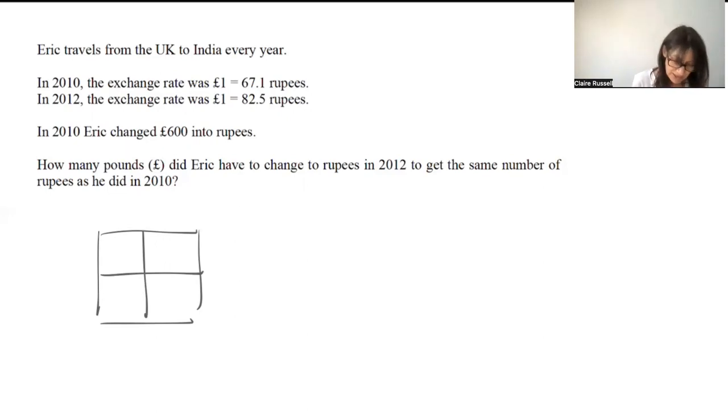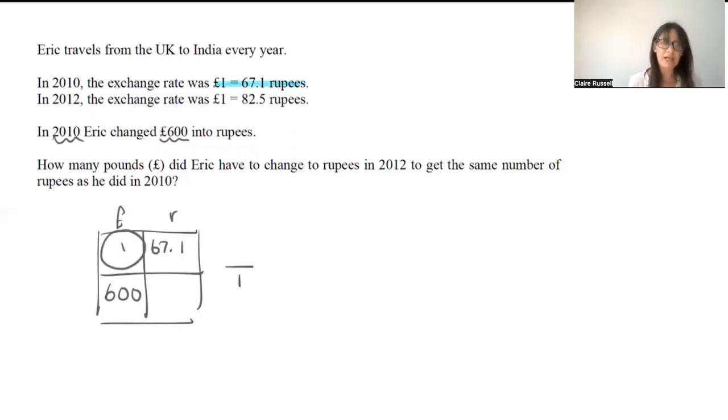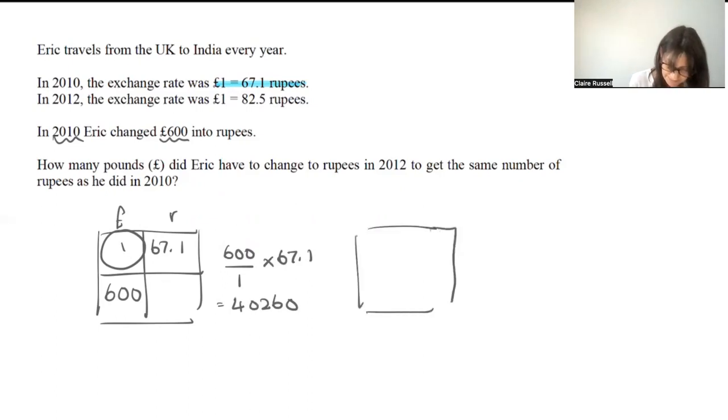My first fact in this question is about the exchange rate in 2010, where £1 is 67.1. And we're told that in 2010, he changed £600. So 600 goes into that column. My trap number is 1, so that's what I divide by. Not going to make any difference in this particular question. And 67.1. So I pop that into my calculator and I get that.